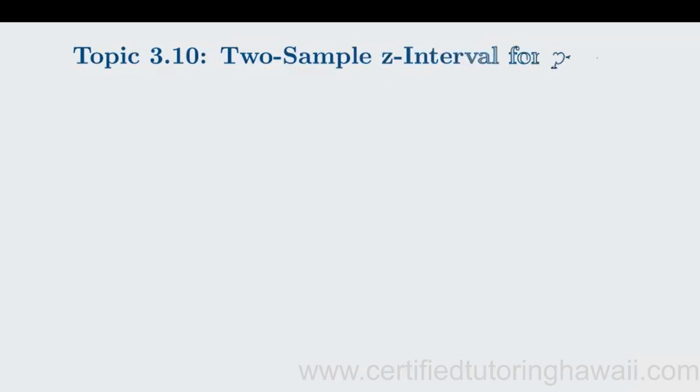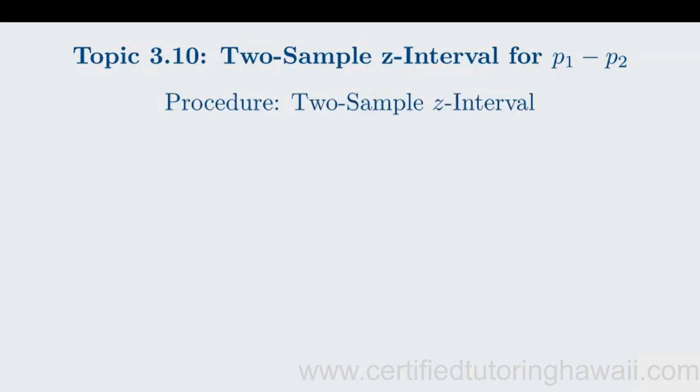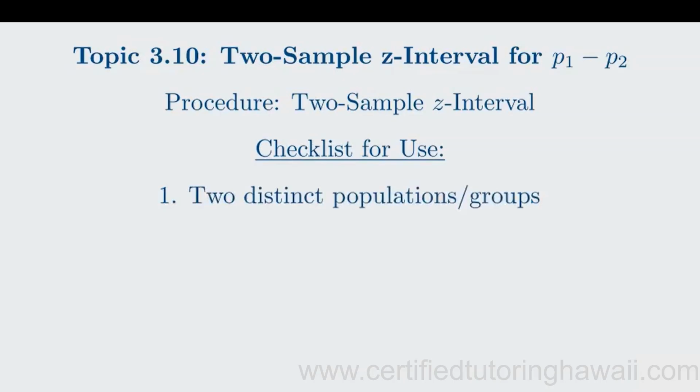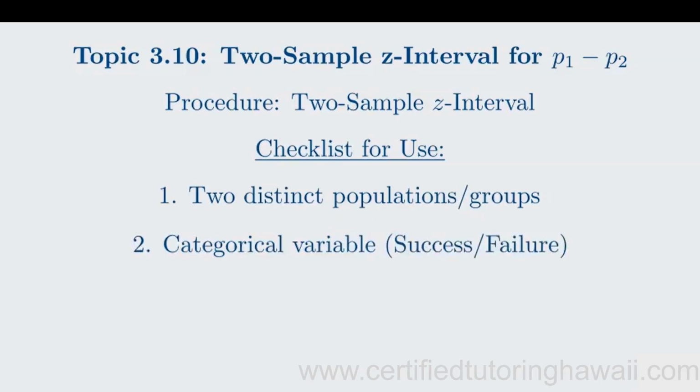As we wrap up our exploration of topic 3.10, it is important to know exactly when to reach for this specific tool. The two-sample z-interval for a difference between population proportions is very specific. Here is a checklist for using this procedure. First, you need two distinct populations or groups. Second, a categorical response variable, usually success or failure. And third, independent samples or a randomized experiment.